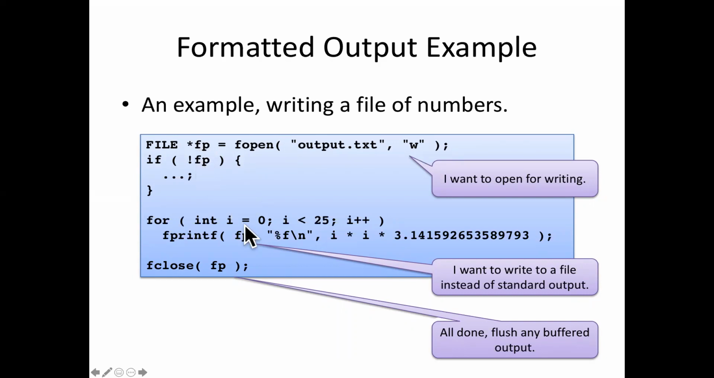And then I go through and print out, I guess it's the area of a bunch of circles of different radii. I print those out as floating point numbers, one per line, but I use fprintf to send that to a file rather than the terminal. And then, especially here, since some of that might have been buffered, I definitely want to close the file before I'm done to make sure any buffered output gets flushed. Questions before we move on?